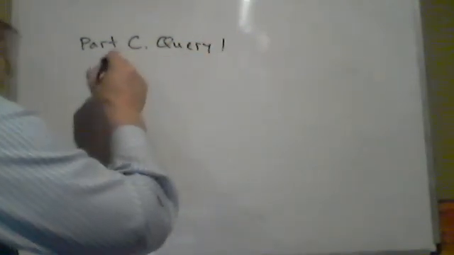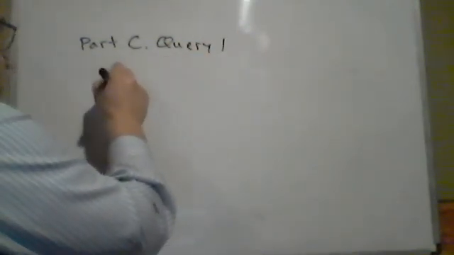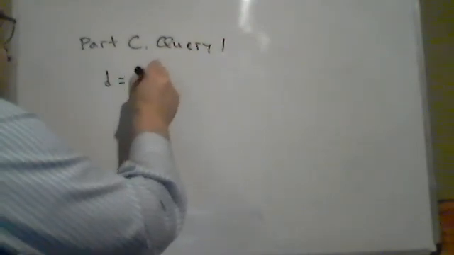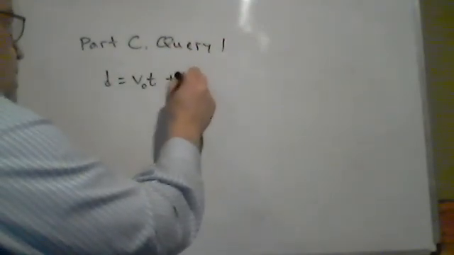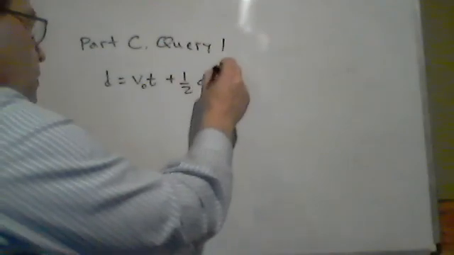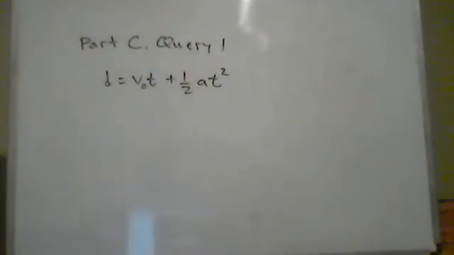What is the relationship? The distance is v naught t plus 1/2 at squared. Nothing is more powerful than an equation. An equation is more powerful than 1,000 words. If you have an equation available, use it. Always use an equation if it's available to you.